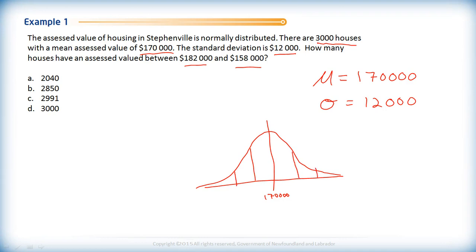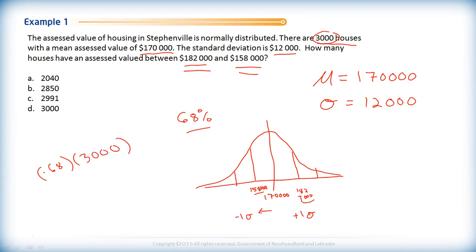So one standard deviation out would be 182,000, and one standard deviation below would be 158,000. And I don't think I need to go any more, because if I look at the numbers they gave us up here, they said how many houses have an assessed value between 182 and 158,000. Well, we know that if it's within one standard deviation, which is what we've done so far, then that should tell us that it's 68% of the houses. So if there are 3,000 altogether, what's 68% of 3,000? That's what we've got to figure out.